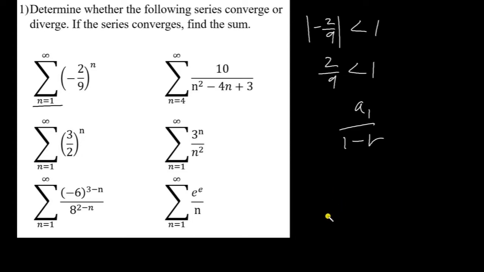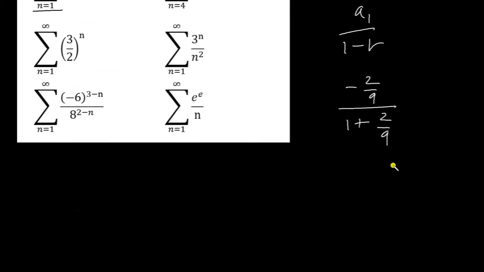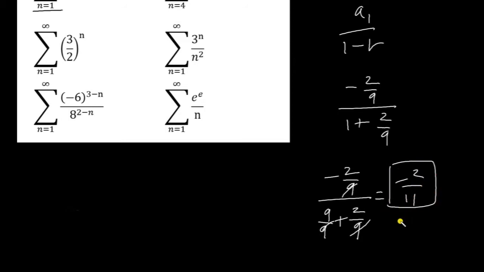Okay, so let's do the stuff, and we will get a1. If we plug in 1 into here, we'll get negative 2/9 for the first term. So negative 2/9 like that, over, and then 1 minus, the common ratio is negative 2/9. So if we subtract that, we'll be adding 2/9. Okay, and now to simplify this a bit further, we'll turn this into 9 over 9. So it's negative 2 over 9 over 9 over 9 plus 2 over 9. All the 9's will cancel in the denominators, which will get us negative 2 over 11 for the sum of that series. Okay, let me erase this real quick.